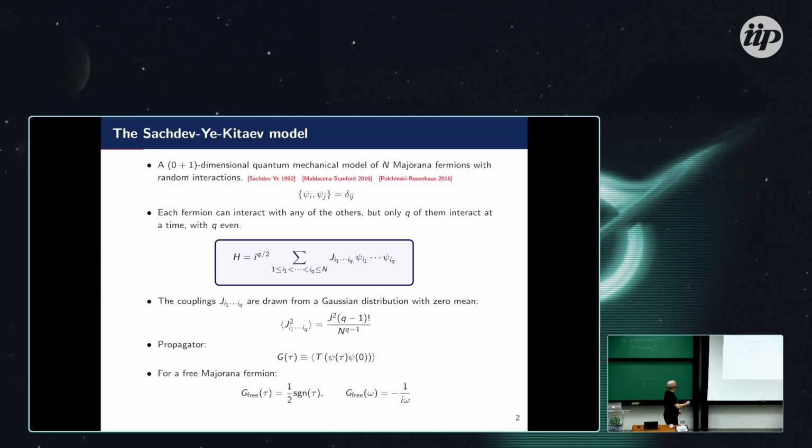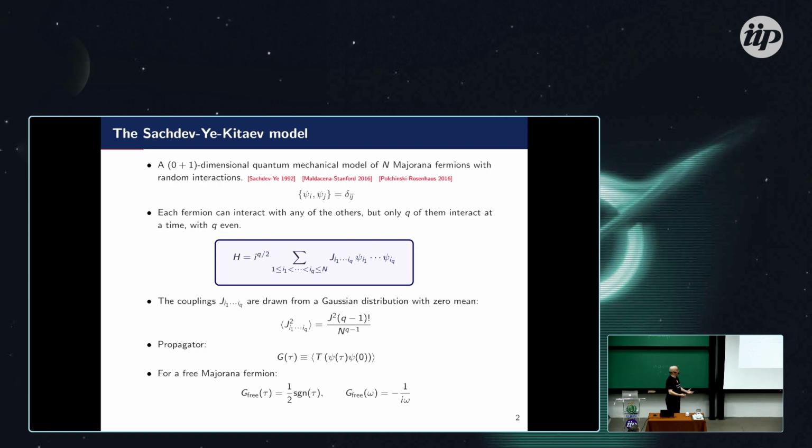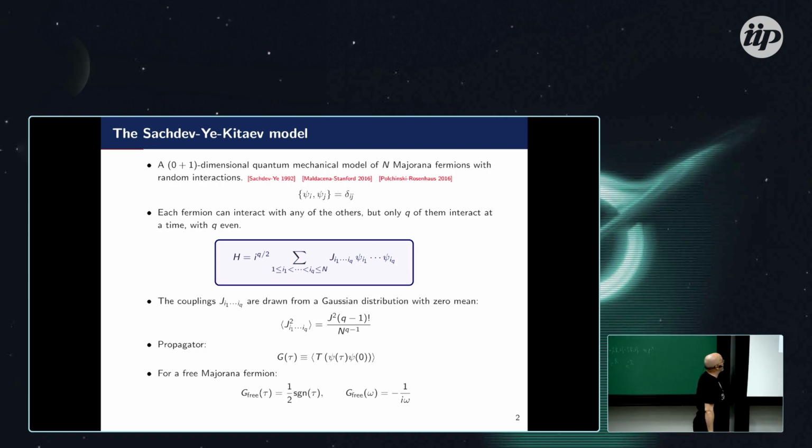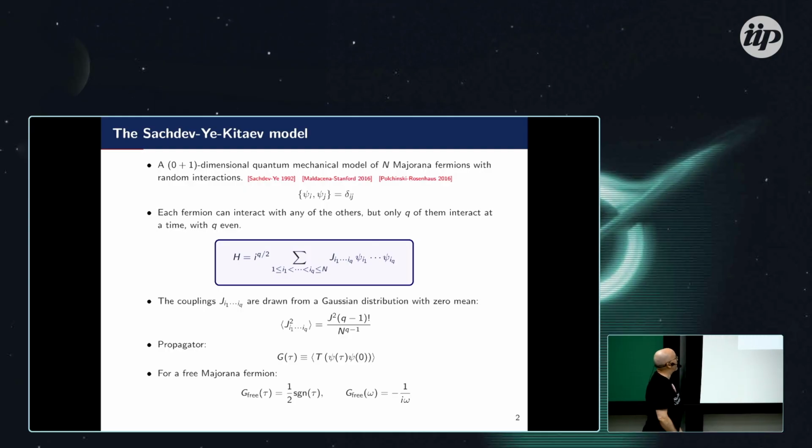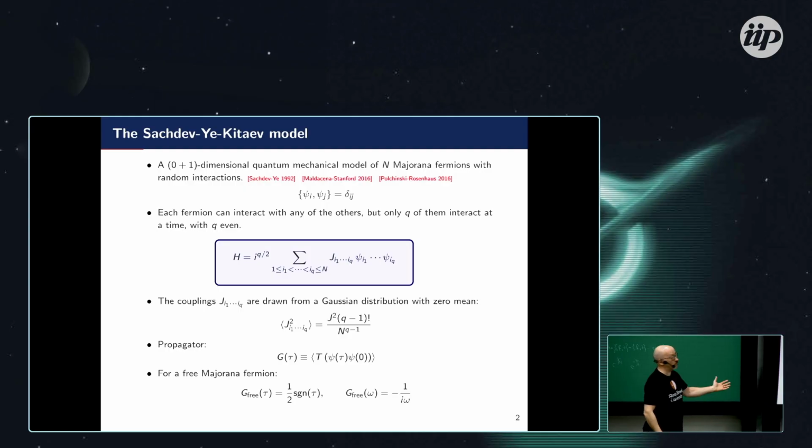So this is a 0 plus 1 dimensional quantum mechanical theory, which consists of N Majorana fermions. So these are the psi variables. This index I labels from 1 to capital N, and we're going to take N large. This is going to be the only scaling that we do. This is going to give us enough headache, no double scaling in this talk.